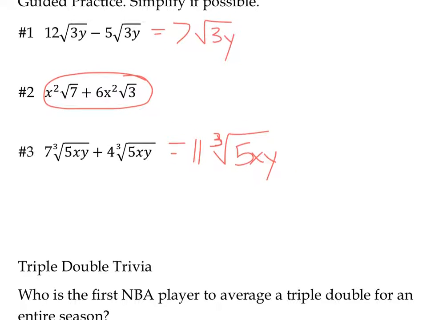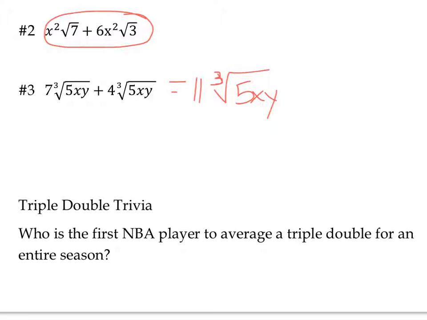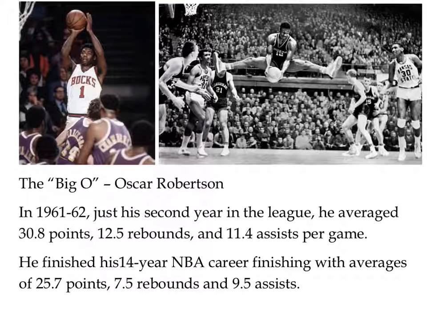A little triple-double trivia. Who's the first player in NBA history to average a triple-double for an entire season? Relatively recently, Russell Westbrook was able to do this, and it had been a long time since it happened, only the second time. And the person who did this first was Oscar Robertson. He was nicknamed the Big O.